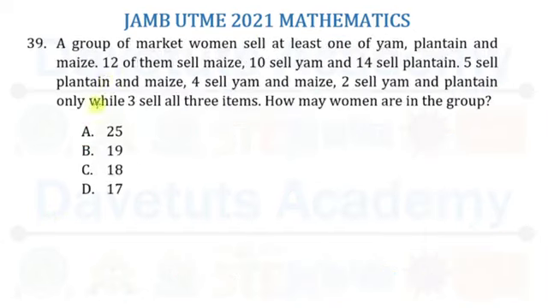Okay? So here in this question on set theory, we're told that a group of market women sell at least 1 of yam, plantain, and maize. Now 12 of them sell maize, 10 sell yam, 14 sell plantain, 5 sell plantain and maize, 4 sell yam and maize, 2 sell yam and plantain only. Okay, so when we are saying that word only, we know that that is something to pay attention to. Then 3 of them sell all 3 items. We have to find the number of women in the group.